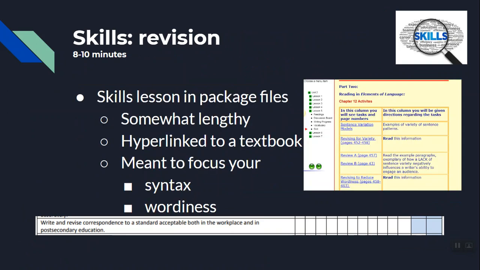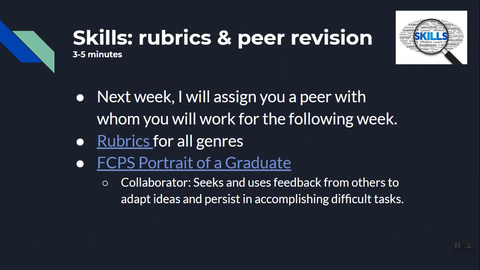The next skills lesson is going to be a revision. So it's a little bit lengthy. It's hyperlinked to a textbook so you guys can see what is there. It's meant to focus a lot on your syntax, which is your word order or your wordiness. Some of you guys use a lot of words, especially the passive voice, that you don't need to. The passive voice being the use of, Hamlet is haunted by. Who is he haunted by? So the ghost haunts Hamlet is much more simplistic. Boom, boom, boom, one, two, three, subject, verb, and then direct object is how the English language kind of works.